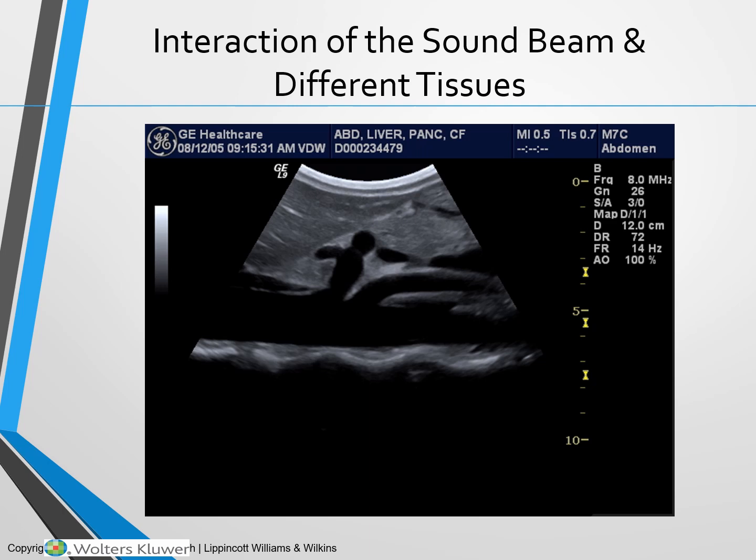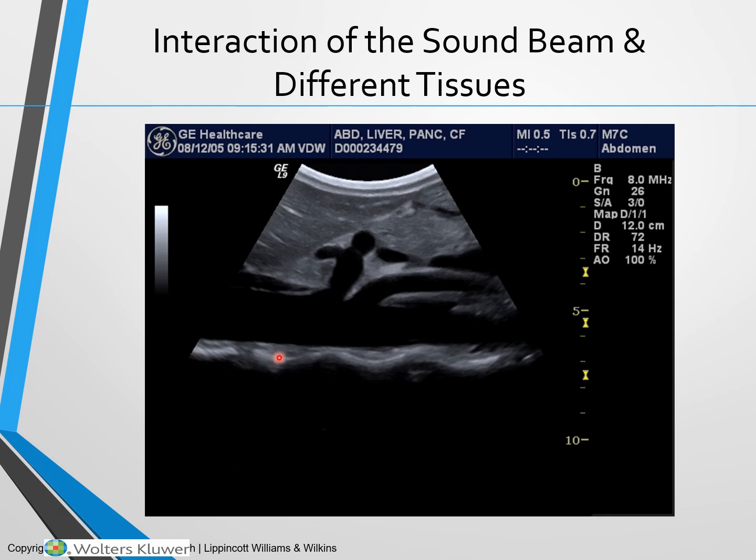Here's another example to show the different interaction of the sound beam with tissue. So here is another anechoic structure. This is the aorta, and it is showing up black on ultrasound because it's filled with fluid. This here is a portion of the liver, and that is showing as a gray structure. But next to it, we have a portion of the pancreas. And it is subtle, but you can see that the pancreas appears slightly brighter in comparison to the liver tissue. So that's how we can differentiate between different structures.